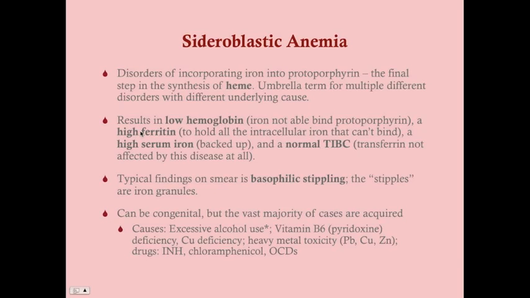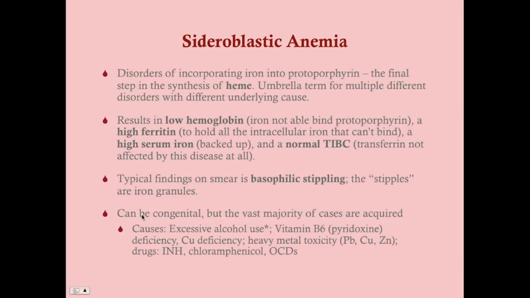The typical finding on smear is basophilic stippling, and what those stipples are, are iron granules. So really, when you think of sideroblastic anemia or any of the porphyrias in general, because you can't get iron to form the heme, you're going to get iron all backed up in the blood. You get all this iron backed up in the bloodstream, in the red blood cells. Those form these granules, and those are the stipples that you see.